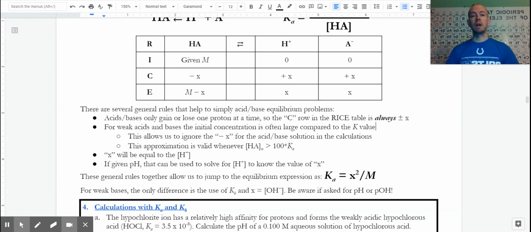So in the practice problems, I do several of these by showing the Rice tables, and some of them by skipping it and jumping straight to the K expression. Both are really good to look at, to see, and to become experienced with, because you're definitely going to see a lot of math like this in both multiple choice and free response for acids and bases.